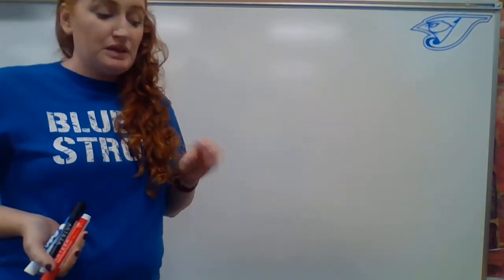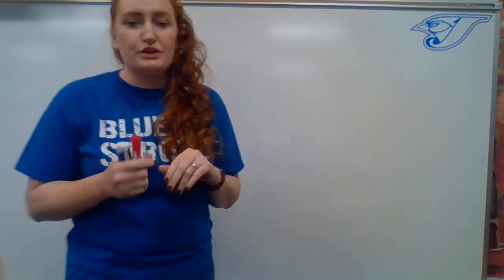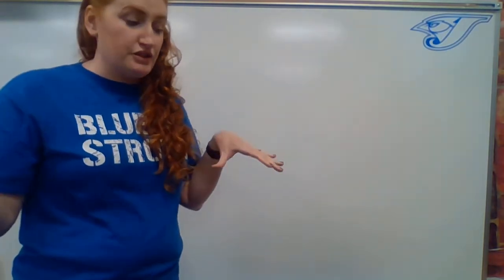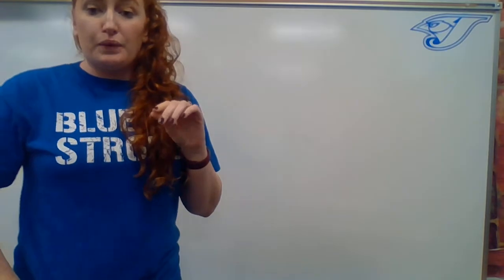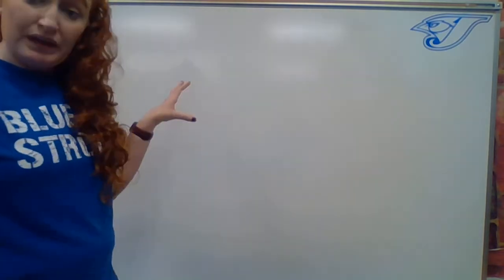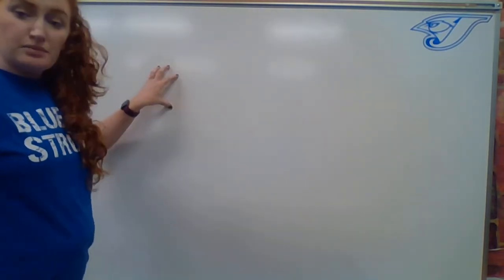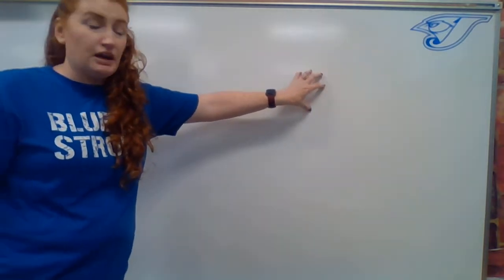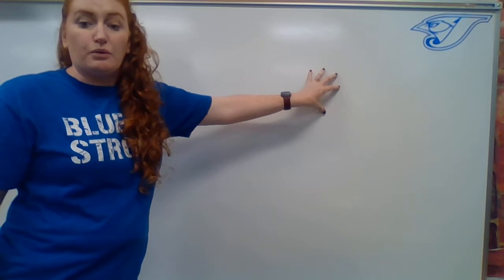So this morning we're going to be talking about ordering numbers from least to greatest. The word least means the smallest and the word greatest means the largest. So when we are ordering numbers from least to greatest, the smallest number comes first, and as we move along the list, the numbers are getting bigger and bigger and bigger until we reach the last number that we're ordering.